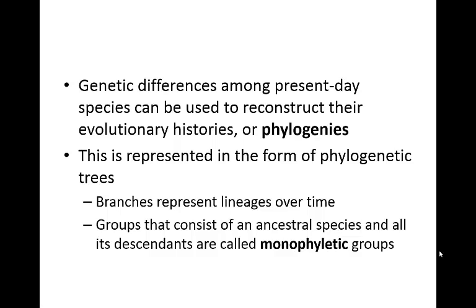So we can go back and look to see when two species diverged by looking at genetic differences between those species. We can use those to reconstruct their evolutionary histories, or what we'll call phylogenies. This is basically like a little family tree or a branching diagram. All of the branches represent your lineages over time, and you may have seen diagrams like this before when looking at, say, the tree of life. Groups that consist of an ancestral species and all of its descendants are called monophyletic groups.